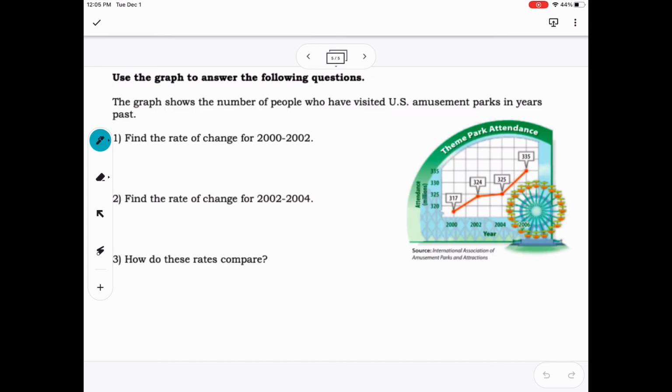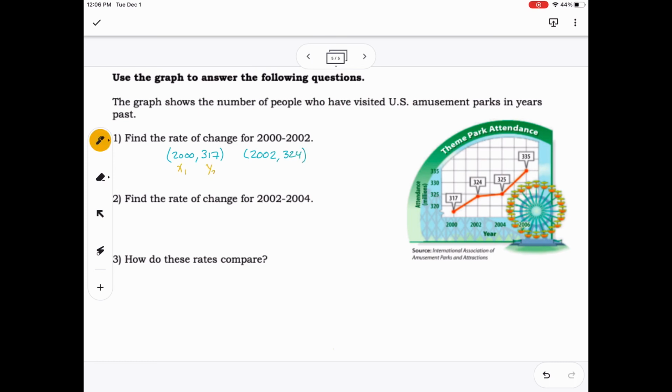We'll move on to the last slide. Now here we have a graph that's looking at US amusement parks and their attendance. So here it wants me to find the rate of change between 2000 and 2002. So my 2 points are the values of 2000, 317. And then in 2002, there was attendance of 324. Remember, these are in millions.